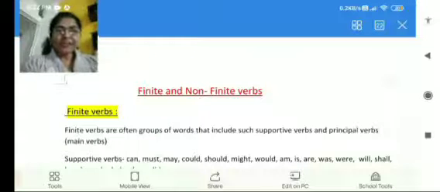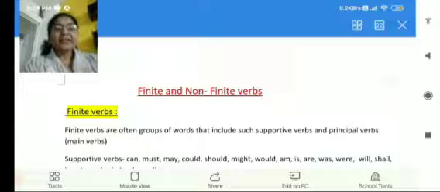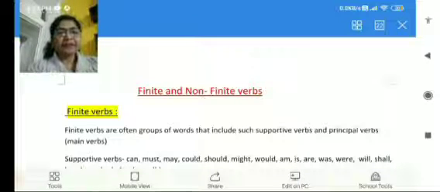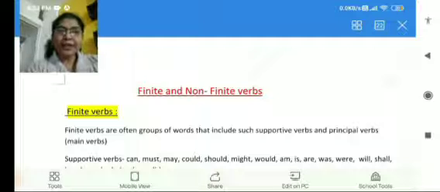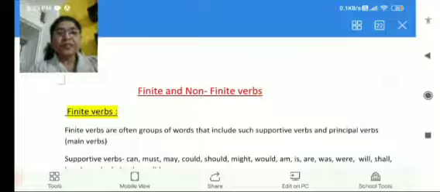Hello friends, today we'll study one more simple grammatical lesson, that is finite and non-finite verbs. That means we'll study today how to identify finite and non-finite verbs. Now first, finite verbs. Now what are the finite verbs?